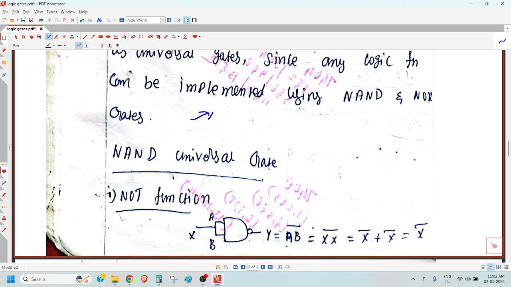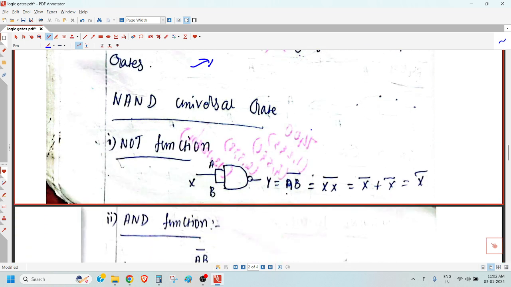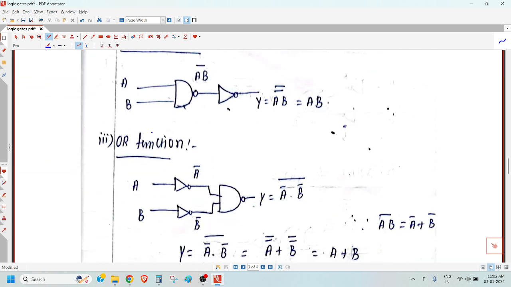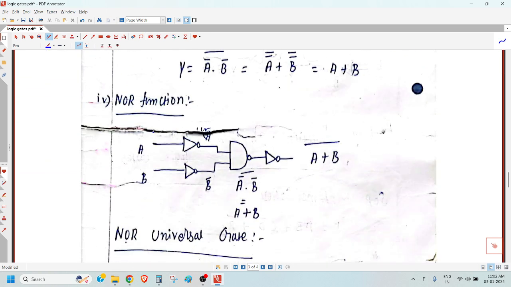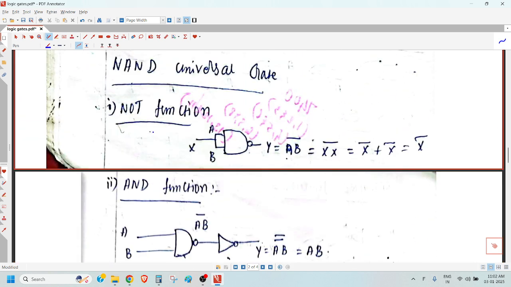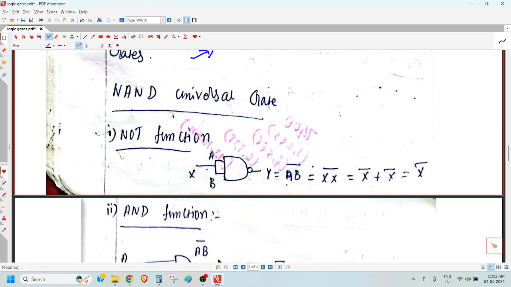Now we can study the NAND gate. In the NAND gate, what are the things we are having? Different types of functions: NOT function, AND function, OR function, and then NOR function. So now we will study one by one why we are calling this one. For the NOT function, we are simply adding a NOT gate. So Y is equal to (AB) bar.